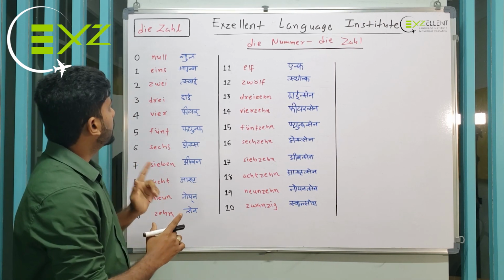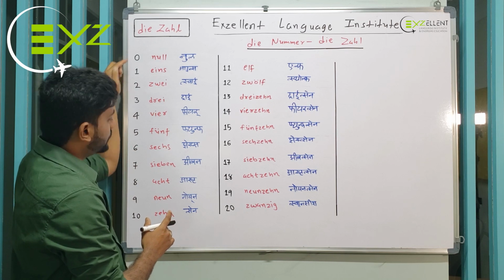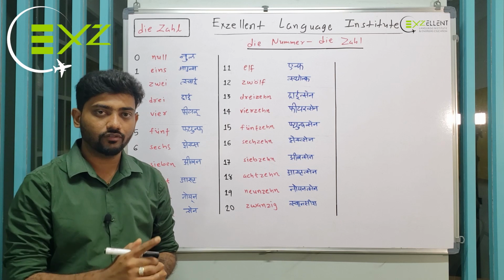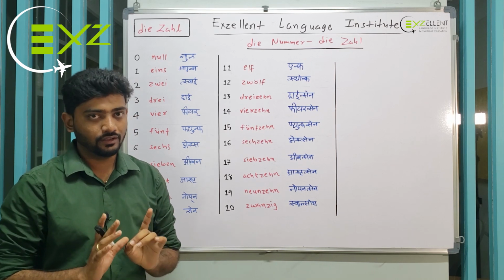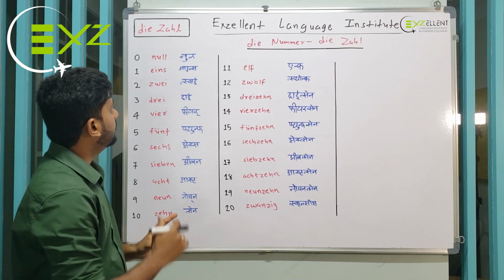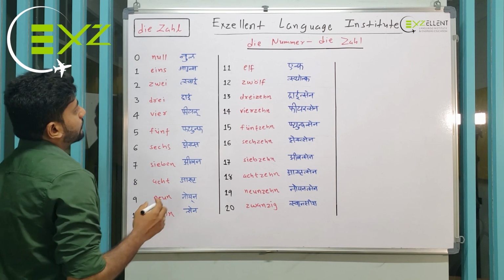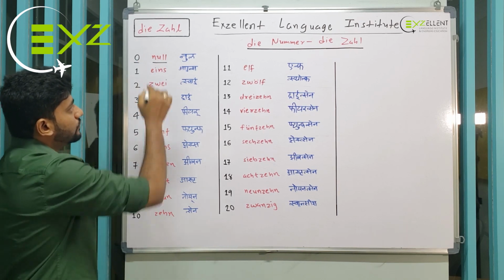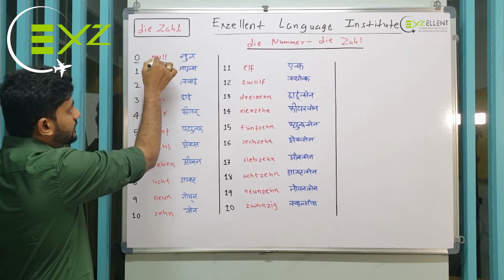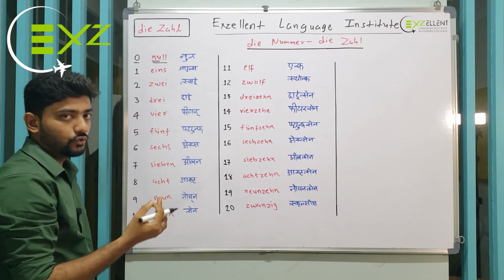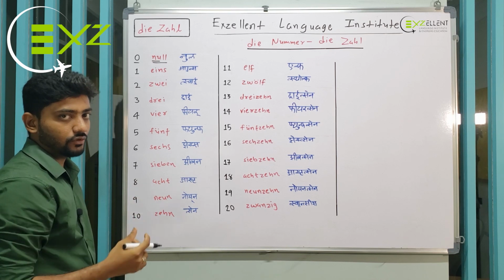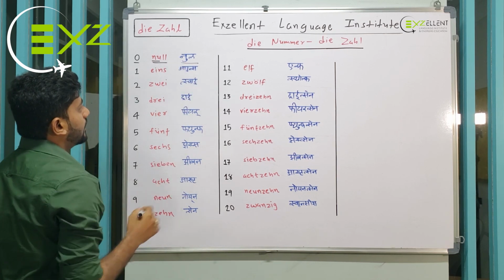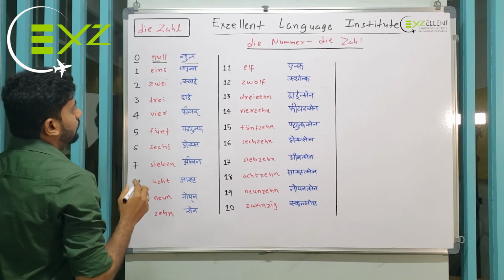In this video, we are going to learn numbers from 0 to 20, and in the second video we are going to learn numbers from 21 to any number you want to write. So let's start with this video and with 0. See, 0 in German language is null. First of all, the first two alphabets are N and U. It will be nu, and double L will be L. So null. Then the 1.